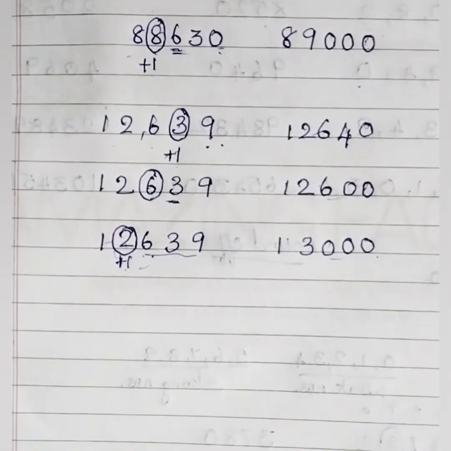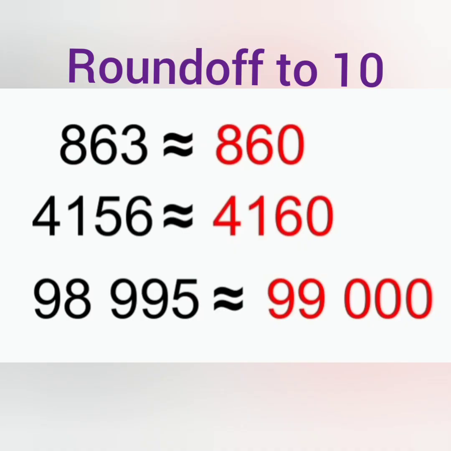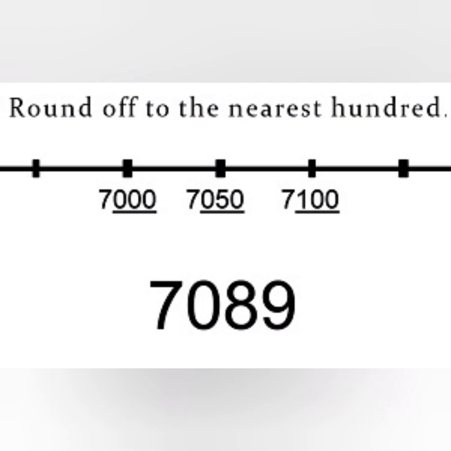These examples will help you. I hope now you would have understood. Round off means finding the number which is nearest to the given number.